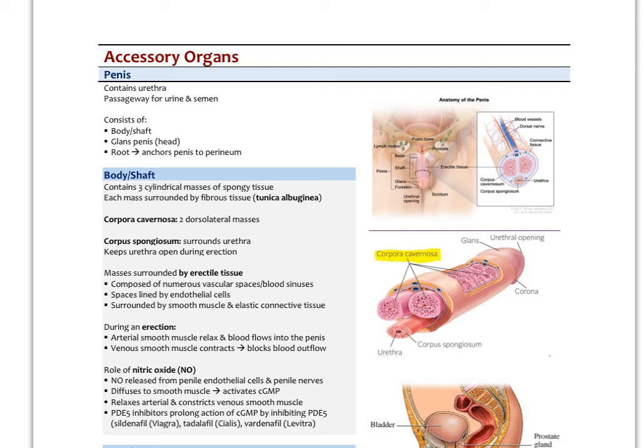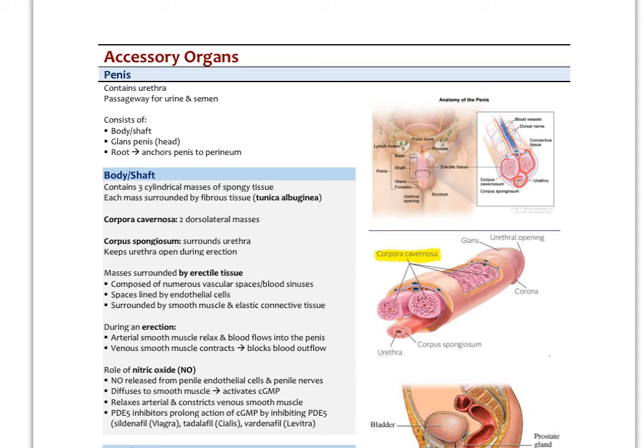If we look inside the body or the shaft of the penis, there are 3 cylindrical masses of spongy tissue. Each mass is surrounded by a fibrous coating called the tunica albuginea. And the 2 dorsolateral masses are known as the corpora cavernosa. So you can see them in this picture over here. And then there is a spongy tissue surrounding the urethra called the corpus spongiosum. And the spongiosum is going to be important for keeping the urethra open during erection. So that's the main role of that. But the corpora cavernosa will be important for actually maintaining erection. And we'll talk about that process here in just a moment.